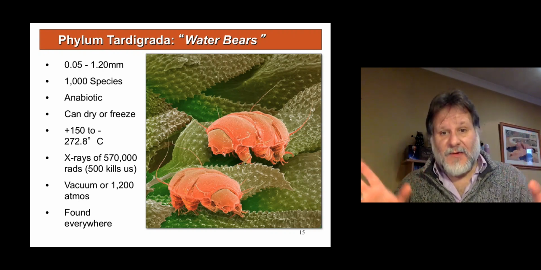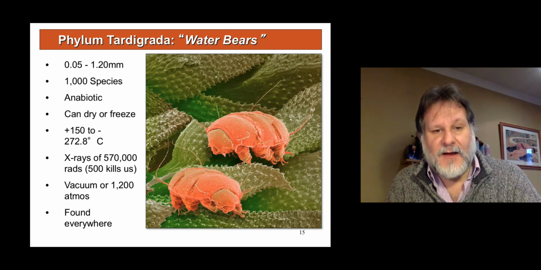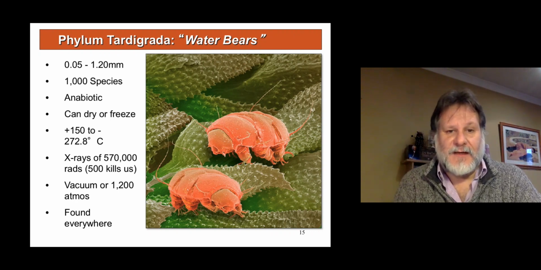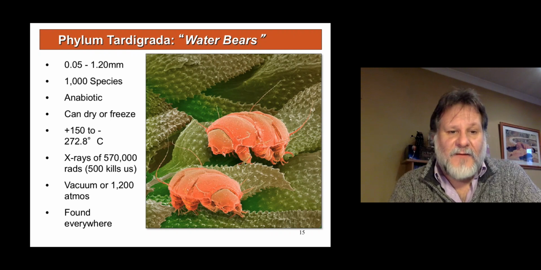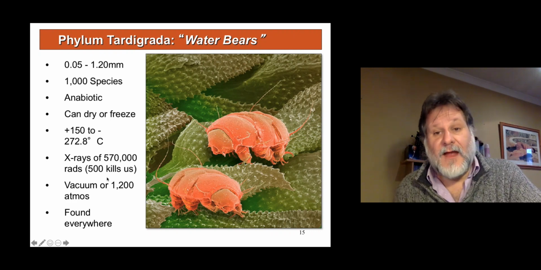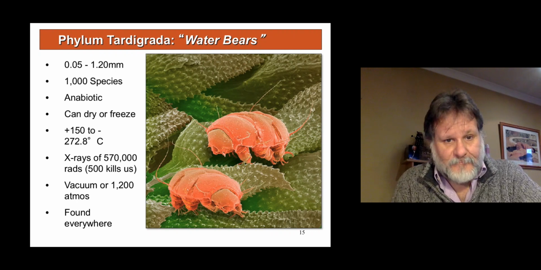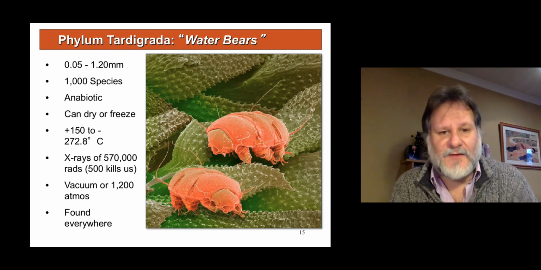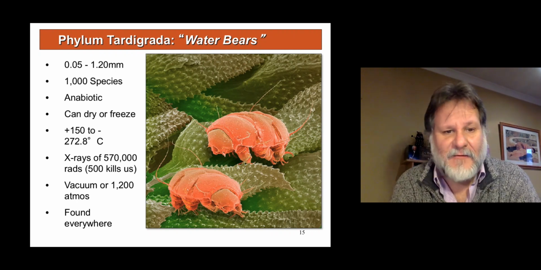Radiation: they have an incredible ability to withstand ionizing radiation that would kill almost anything. 500 rads of X-rays is enough to kill you. You can give tardigrades 1,000 times that, and they seem reasonably happy. Well, I don't know whether they're happy. I don't know what makes a tardigrade happy, but they at least carry on.